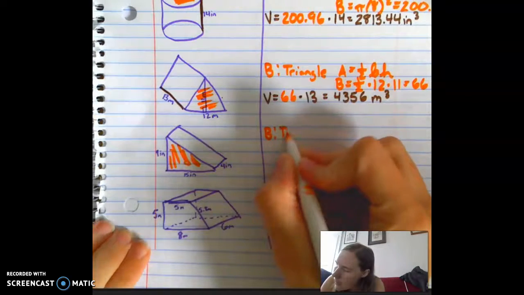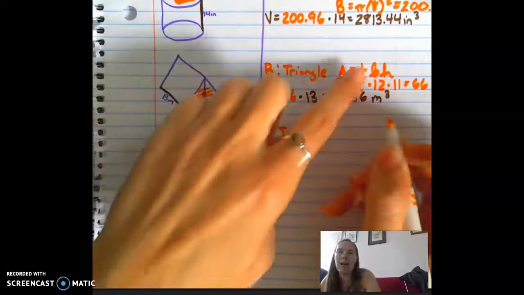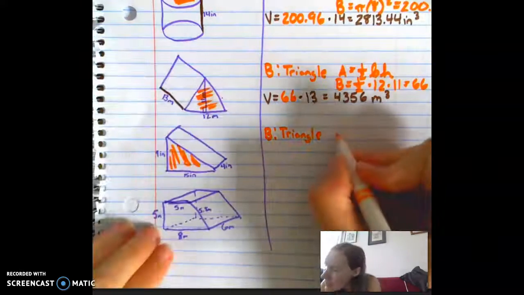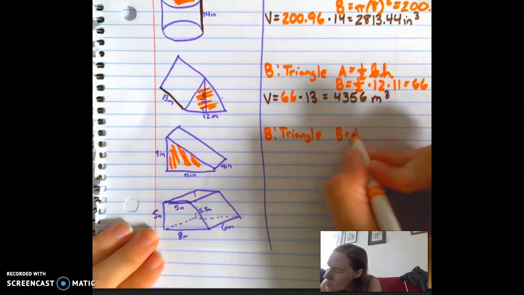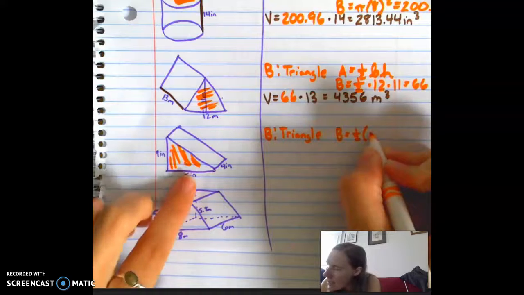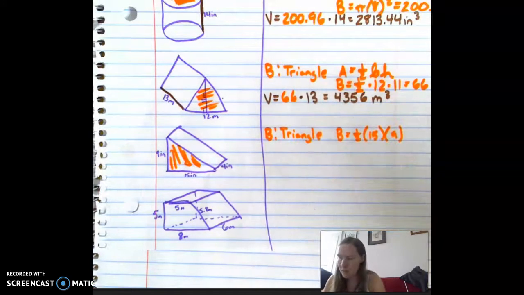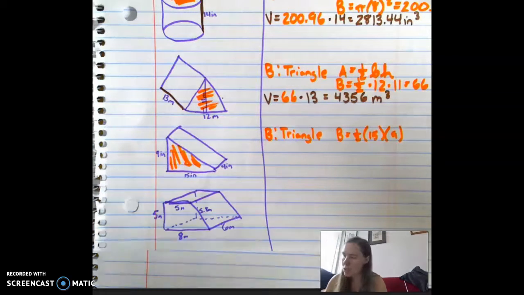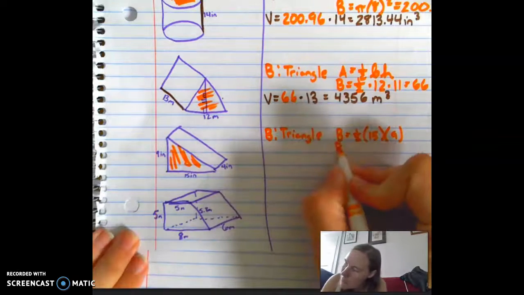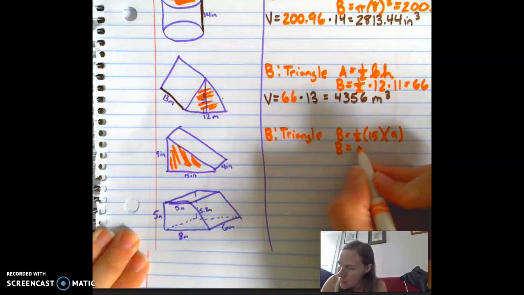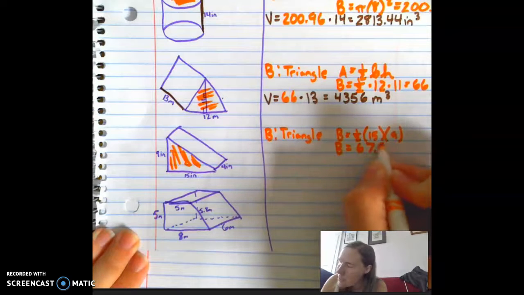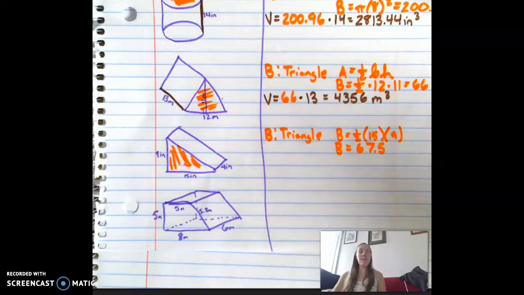So my big B is my triangle, which we already did up here, which is 1/2 base times height. So my big B is 1/2. My base is 15. My height is 9. So if you got this wrong, you want to put this into your calculator and see what you would get. Your big B should be 67.5. So that's my big B.